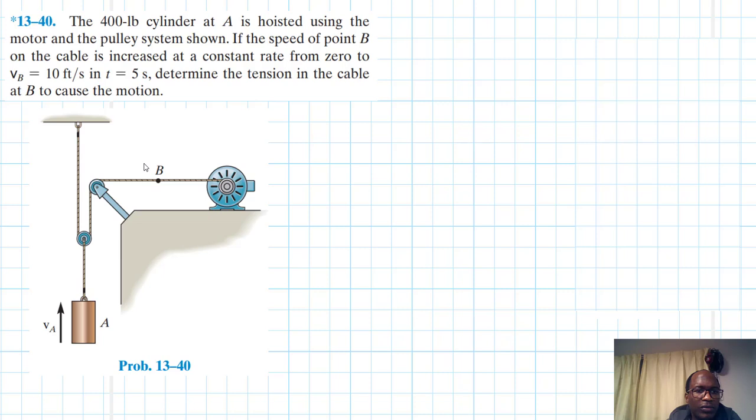The problem reads: the 400-pound cylinder at A is hoisted using the motor and the pulley system shown. If the speed of point B on the cable is increased at a constant rate from 0 to VB equal to 10 feet per second in time t equal to 5 seconds, determine the tension in the cable at B to cause the motion.